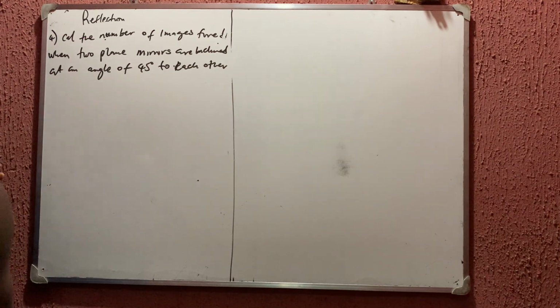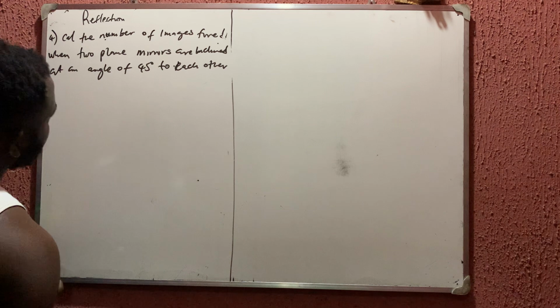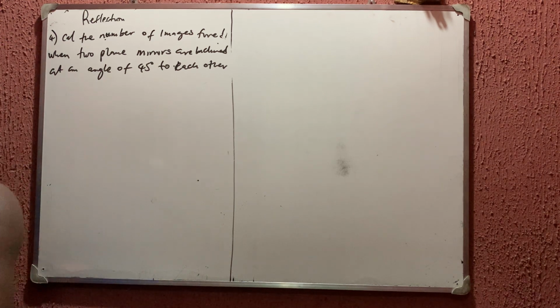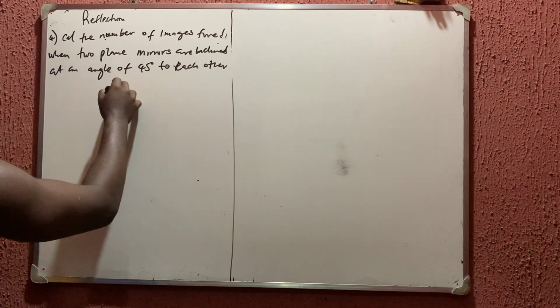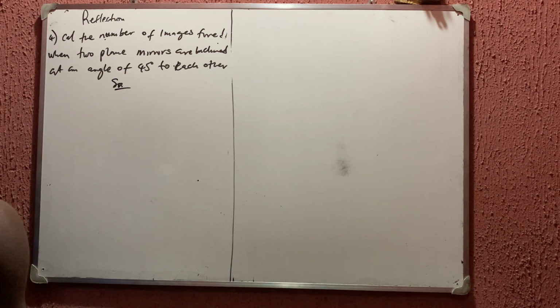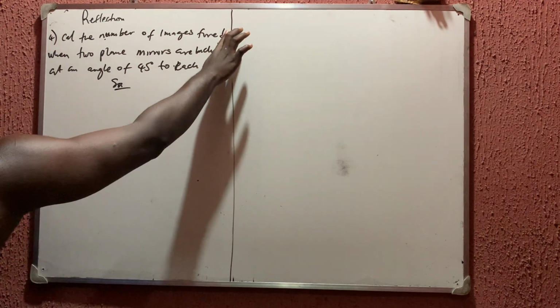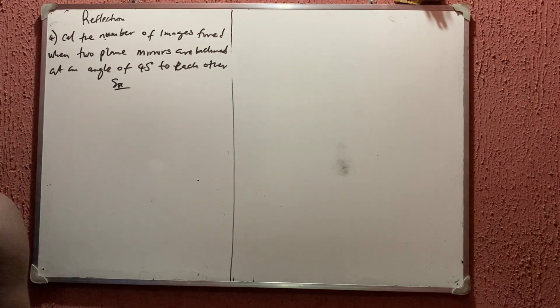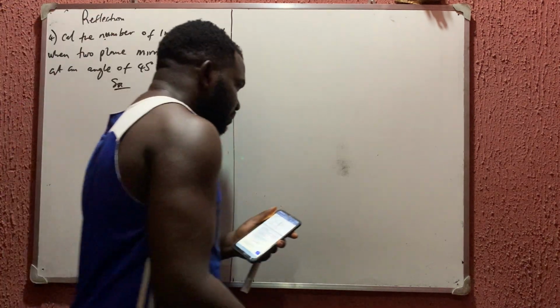Now, when two plane mirrors are inclined at an angle of 45 degrees, we call it what? A periscope. So we want to know the number of images formed in a periscope. Instead of telling you that they are inclined at an angle of 45 degrees, they'll just tell you to find the number of images formed in a periscope. And you know that a periscope is two plane mirrors that are inclined at an angle of 45 degrees to each other.